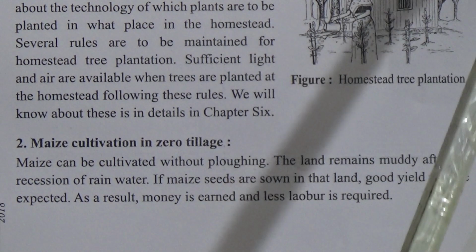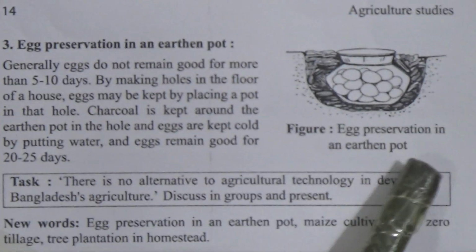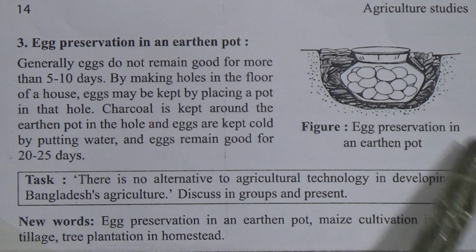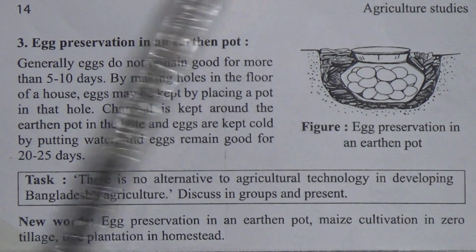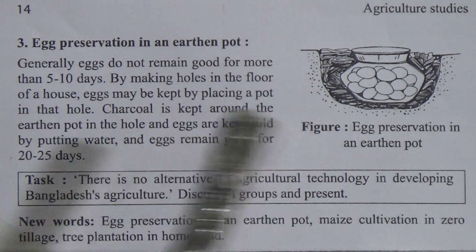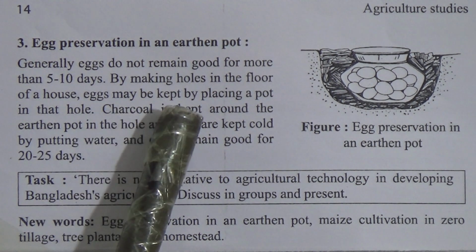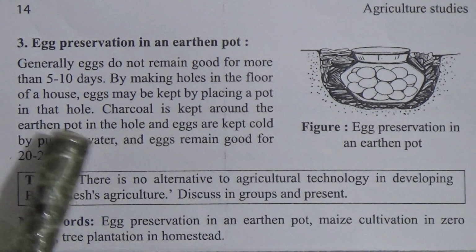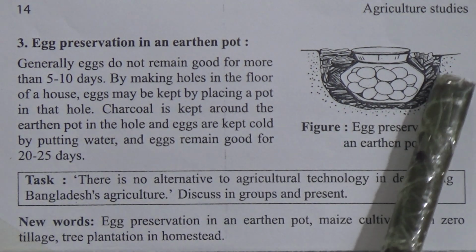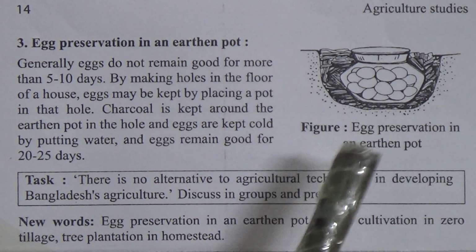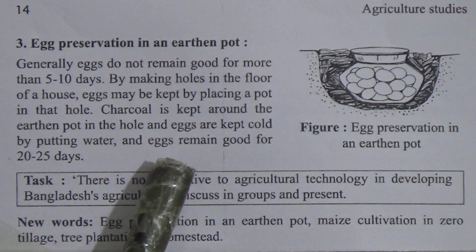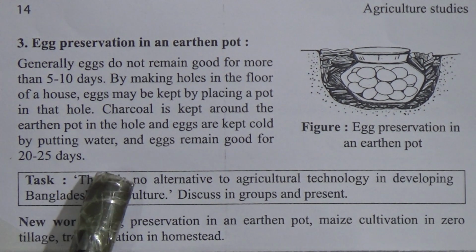Our last segment is egg preservation in an earthen pot. So, look at the picture of egg preservation. Dear learners, if you open your book page number 14, you will get this picture. It is egg preservation in an earthen pot. Generally, eggs do not remain good for more than 5 to 10 days, but by making a hole in the floor of a house, eggs may be kept by placing a pot in that hole. Charcoal is kept around the earthen pot. So, look at the picture here, charcoal is given around the earthen pot, and eggs are kept cool by putting water, and eggs remain good for 20 to 25 days.